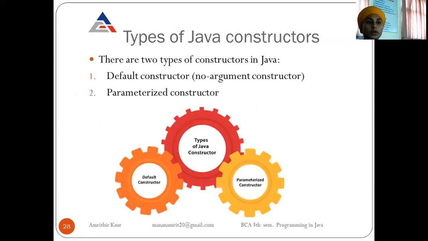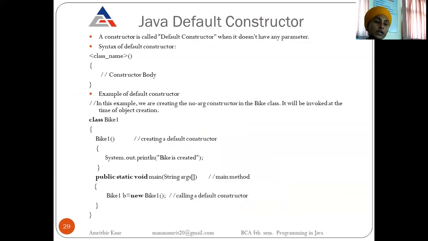Then types of constructors. There are two types of constructors: default constructor and parameterized constructor. Firstly, we will see the default constructor. A constructor is called a default constructor when it does not have any parameter, so we do not pass any parameter. This is known as a default constructor because default values will be used.